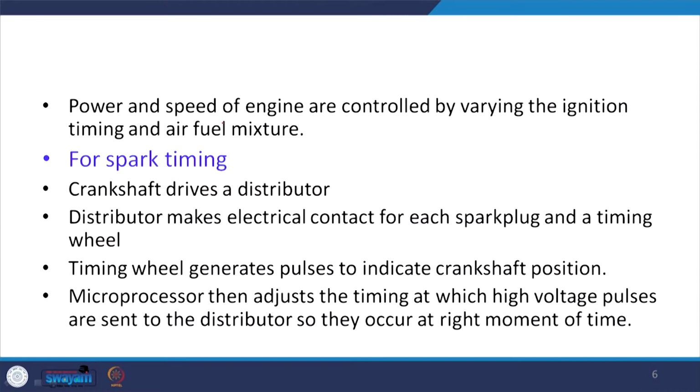So what happens for spark timing is that the crankshaft drives a distributor, and the distributor makes electrical contact for each spark plug and a timing wheel. Now, the timing wheel generates pulses to indicate the crankshaft position, and then the microprocessor adjusts the timing at which high voltage pulses are sent to the distributor, so they occur at the right moment in time.